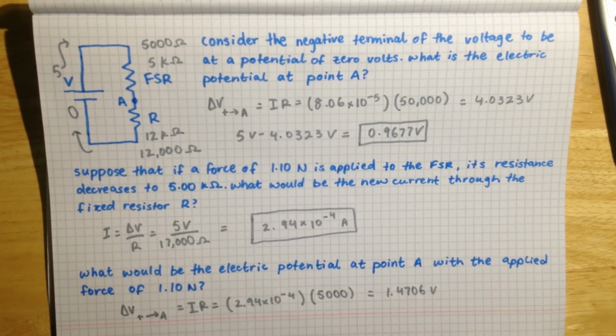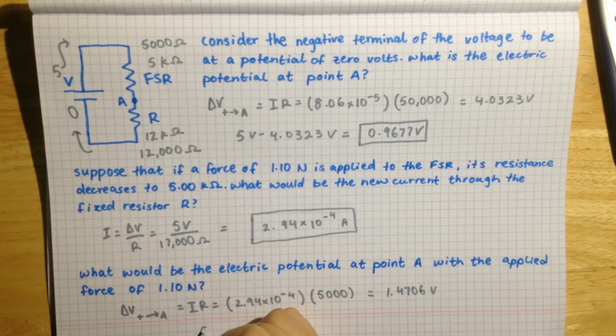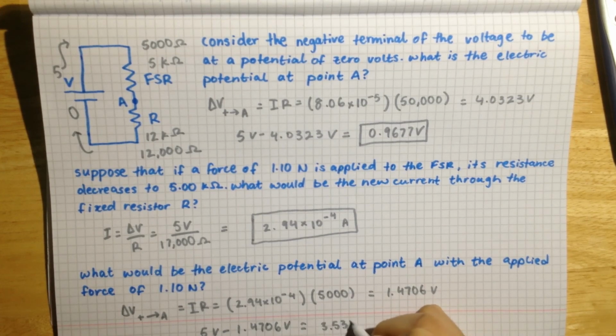We have to subtract this from our initial input of volts because this is just the delta V, the change in voltage from when it first enters to point A. So we do 5 minus 1.4706 volts, and this gives us our final answer of 3.53 volts as the new electric potential at point A because of this new force being applied on the FSR.